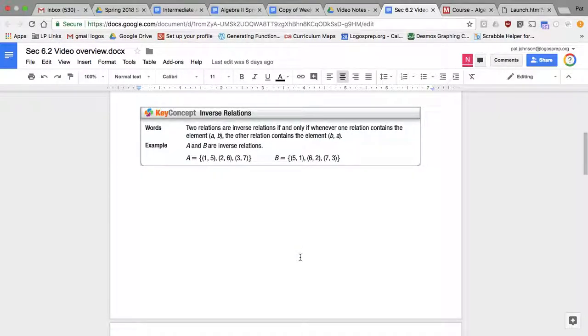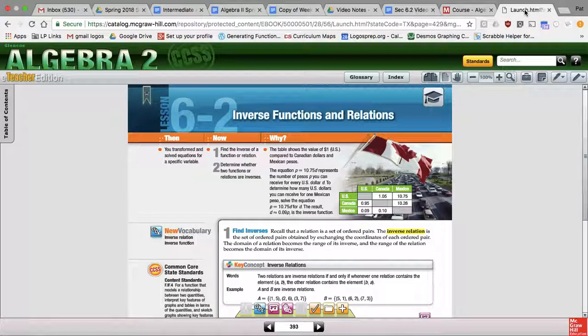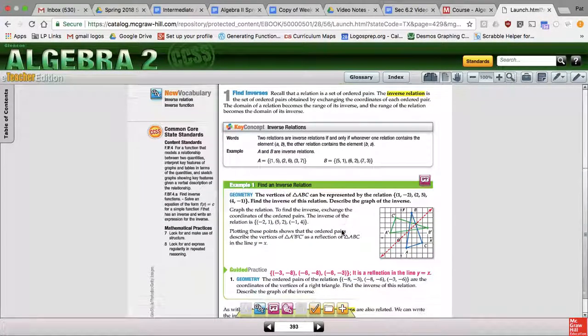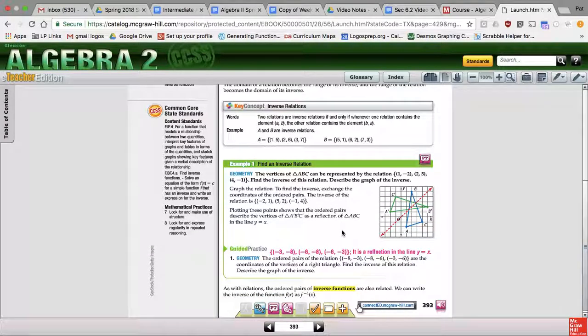Let's look at example 1 on page 393. It says the vertices of triangle ABC can be represented by this relation: (1, -2), (2, 5), (4, -1). They want us to find the inverse of this relation and describe the graph of the inverse. So first we graph triangle ABC, and you see it's right here in blue. It's just coordinates. Then we take these coordinates and we reverse the order. So (1, -2) becomes (-2, 1). (2, 5) becomes (5, 2). (4, -1) becomes (-1, 4). Now we plot those, and that's the green triangle.